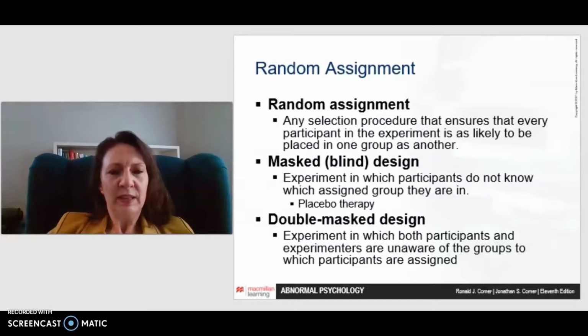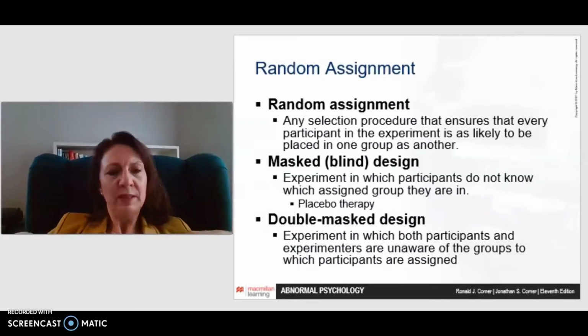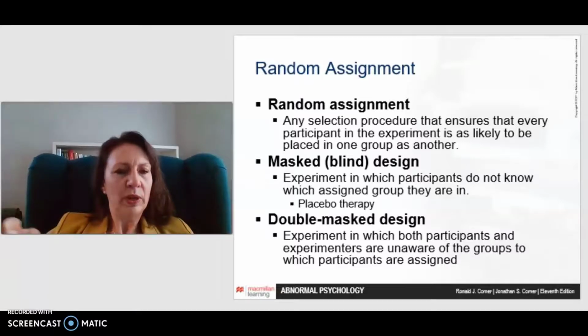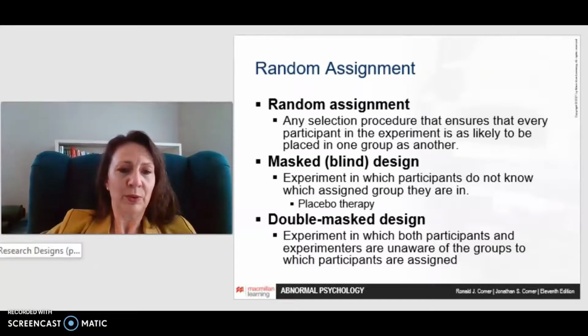Then we have finally the double mask design, in which both participants and experimenters are unaware of the groups to which the participants are assigned. So that means that the experimenters that are working with both groups have no knowledge of who's receiving the treatment and who's not, so there can't be any bias that's introduced into how they're interacting with either group.